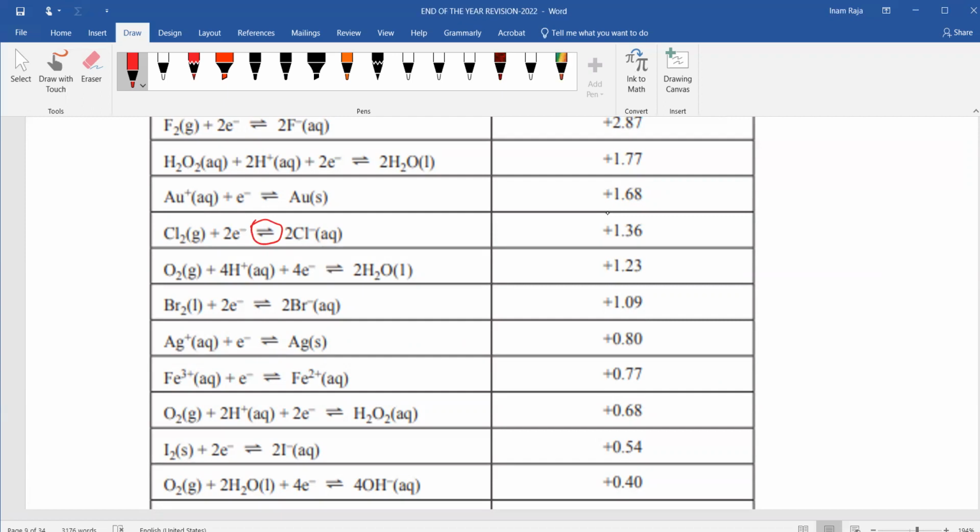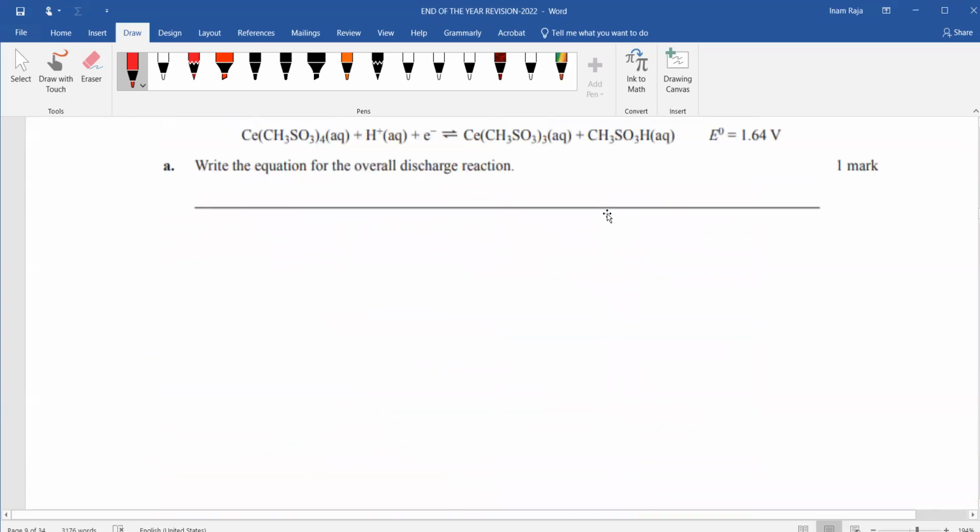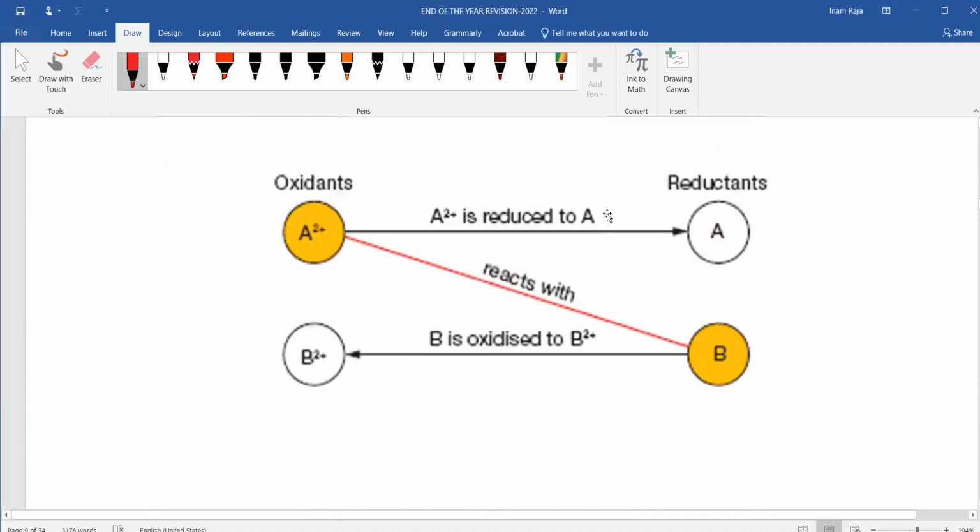So let's say you have to copy chlorine, write exactly everything the same. So Cl2 plus 2 electrons, but instead of a double arrow, you need to write a single arrow, and then write 2Cl- and states, everything. So the double arrow is only in the electrochemical series. You do not copy the double arrow in the questions when you answer.